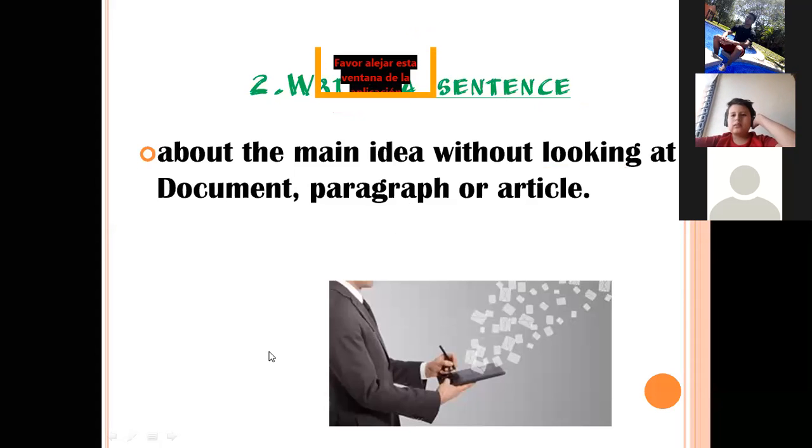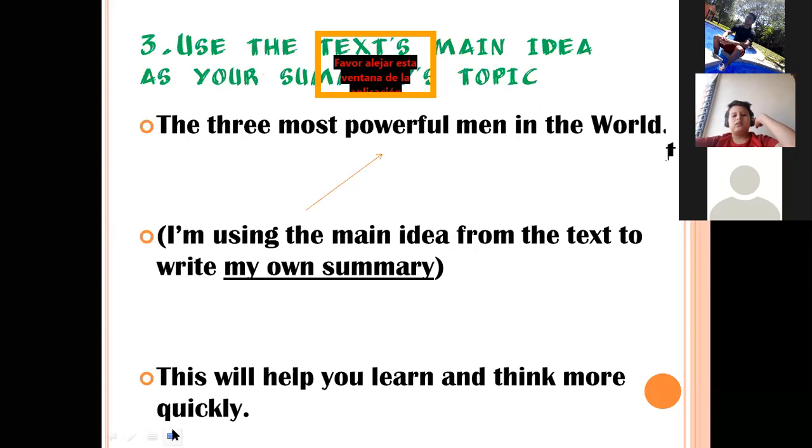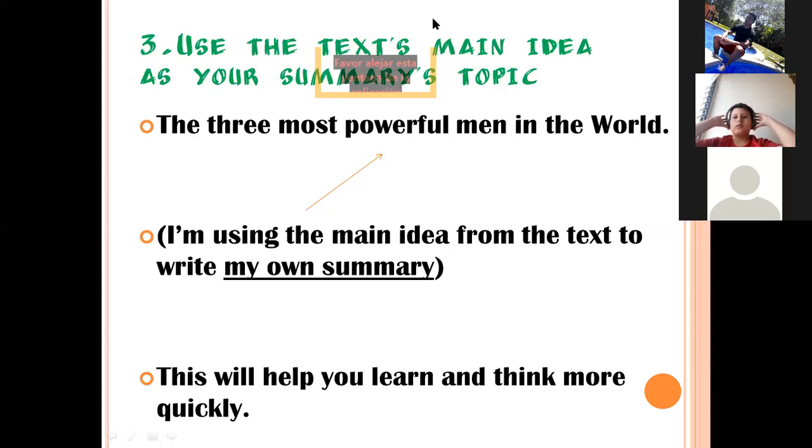Okay, guys, just let me fix it. And okay, we have the other one. Number 3 is this. Use the text's main idea as your summary's topic. This is kind of confusing. Let me explain to you what this means, okay? For example, copy this. Use the text's main idea as your summary's topic.